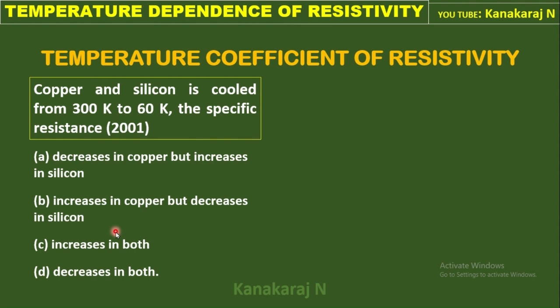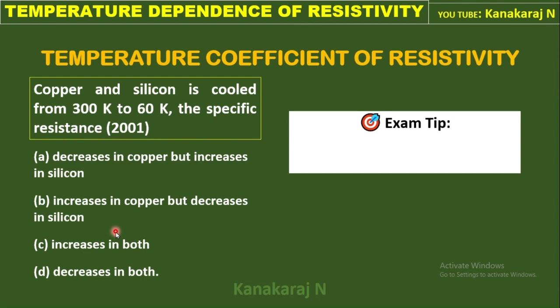Copper is a metal, so it has a positive temperature coefficient of resistance. Therefore, as the temperature decreases, the copper resistivity decreases. So it is there in option A, whereas silicon is a semiconductor which has a negative temperature coefficient of resistance. That means as the temperature decreases, it should have an increase in resistivity. So option A is correct.